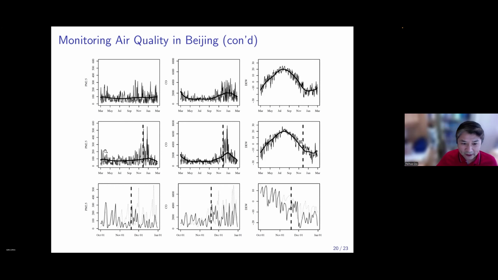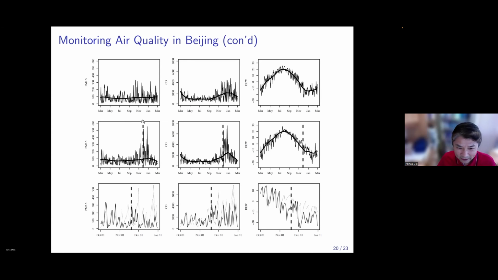Okay, estimated mean. And this is the second year data. Remember, when we monitor the second year data, we need to keep updating our estimated mean function. So this solid line denotes the updated mean function, updated during online monitoring. Okay, and then we gave a signal at this time point.